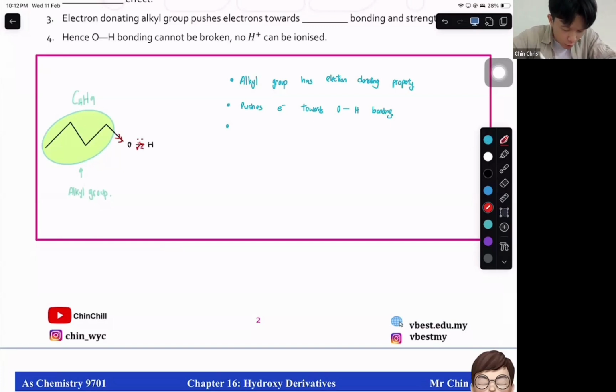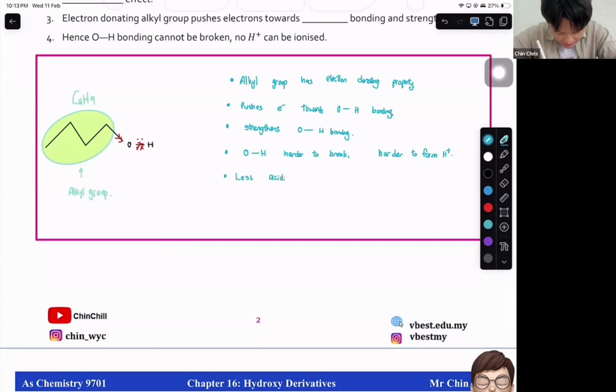Okay, so right now your OH has a lot of electrons. Then your OH bonding is gonna be stronger. So it's gonna strengthen up your OH. So which means your OH is harder to break now. So which means it's harder to form a H plus, which means it's less acidic. Done.